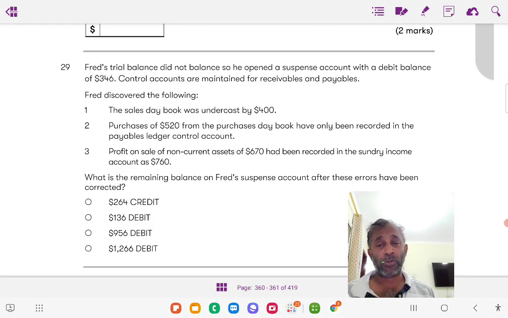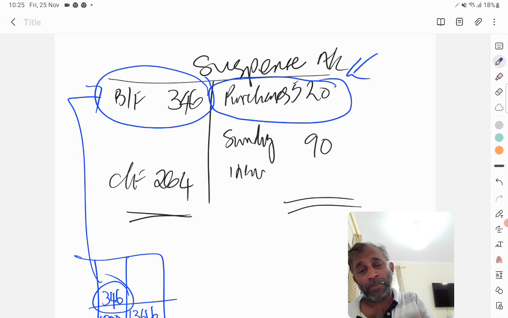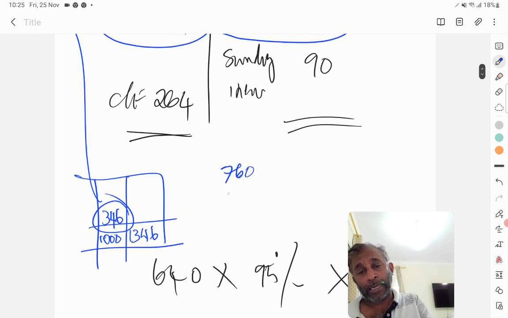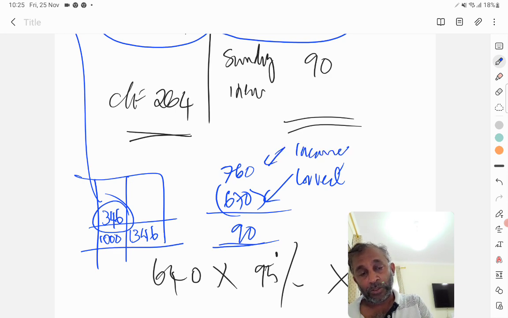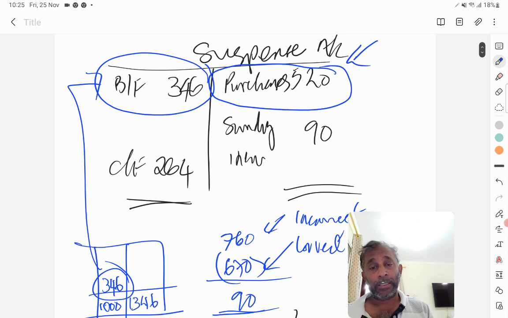Third one, profit on sale of non-current assets of 670 had been recorded in the sundry income account as 760. This is known as a transposition error, you see, 760 and 670. So what you need to see is what is the difference. The correct entry is this one, and this one is the incorrect one. So it has been overstated in the income, so we need to reduce that. I should debit sundry income, and where to credit, again the suspense account.